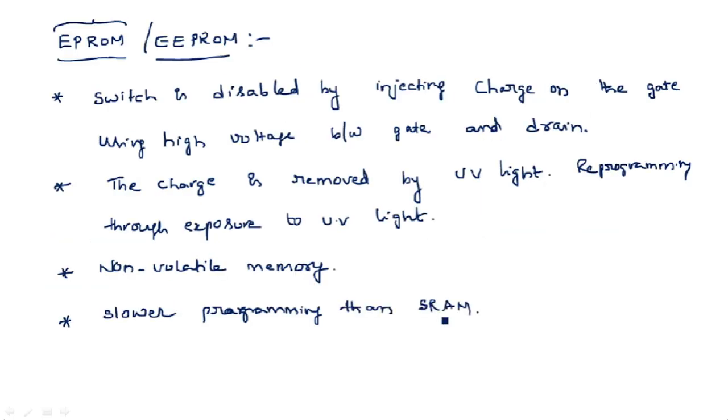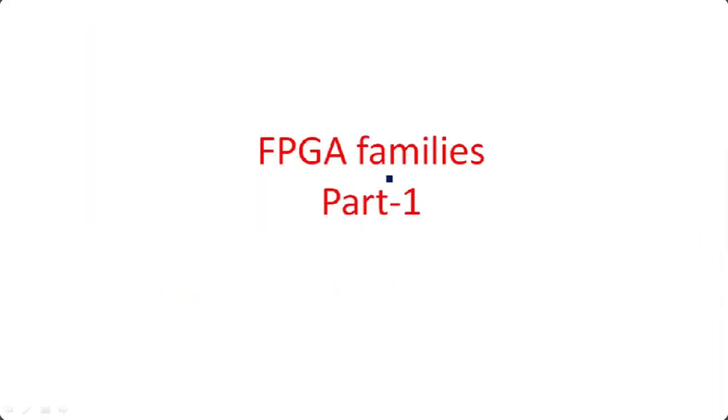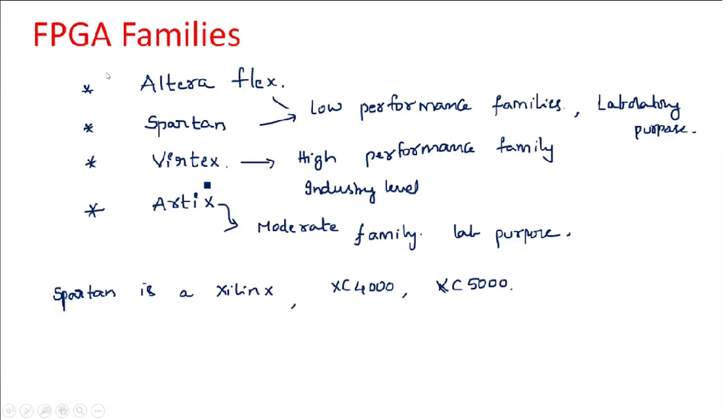Next, FPGA families. You have four types: Ultraflex, Spartan, Virtex, Artix. Ultraflex and Spartan are low performance families, and we use them in the laboratory only. Virtex is the high performance family used at industry level. Artix is a moderate family, and we use it for lab purposes only.